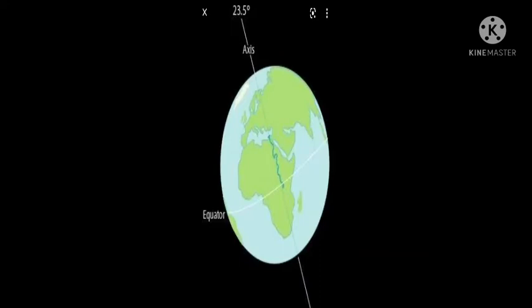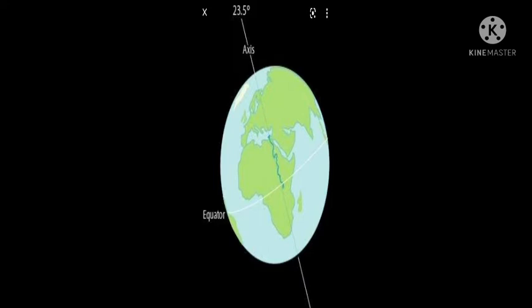You have seen a top at your home, isn't it? If you look carefully, you can notice that it spins on its pointed end. Likewise, the earth also spins like the top, but it spins on its axis.